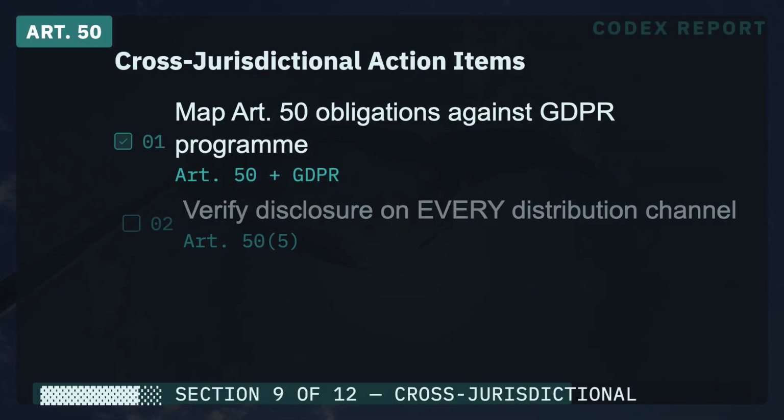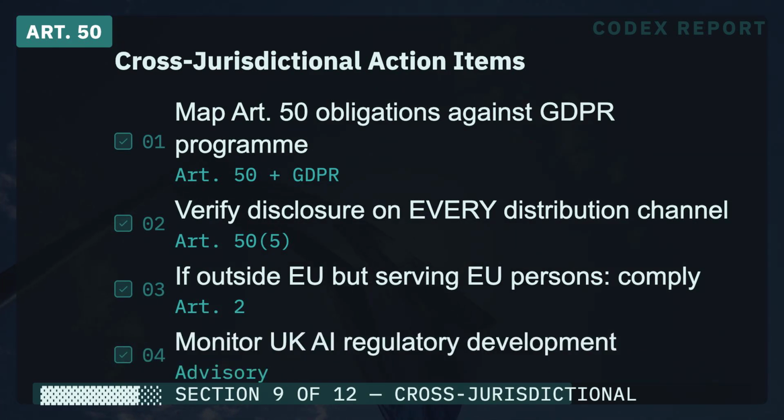The compliance officer's action items for cross-jurisdictional exposure. First, map every Article 50 obligation against your existing GDPR compliance programme. Identify overlaps and gaps. Second, for each content distribution channel, verify that the Article 50 disclosure mechanism is implemented at the platform level. Do not assume that YouTube compliance covers all channels. Third, if your organisation is based outside the EU but serves EU natural persons, treat the AI Act as applying to you and build compliance accordingly. Fourth, monitor the UK's AI regulatory development, but do not rely on it as a substitute for EU compliance.